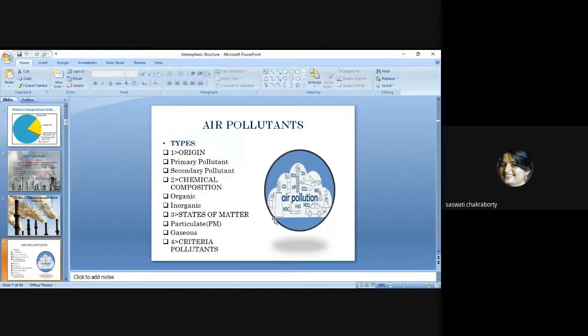And there is a special classification. Although this was not previously held, now considering the current situation, scientists have categorized certain pollutants as criteria pollutants. The number 4, criteria pollutant. These are specialized pollutants, a special group actually. Those are affecting human life, and that's why they have been classified separately as criteria pollutants. Okay.